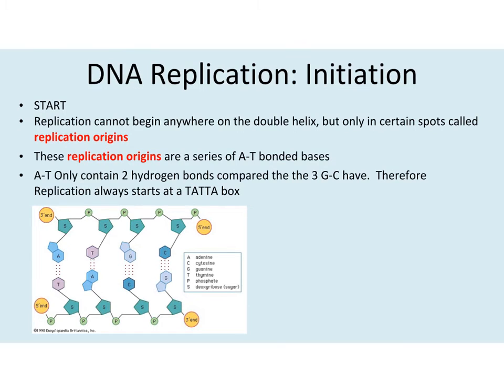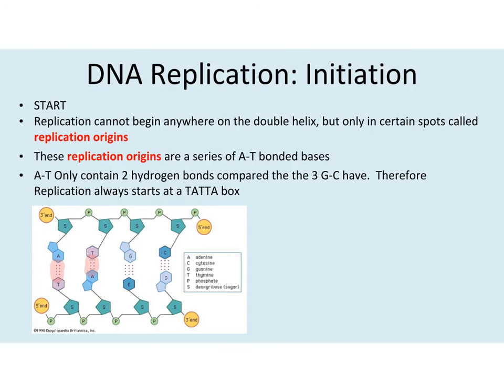So replication cannot begin anywhere on the double helix. You can't just start replicating the DNA anywhere, okay? But only in certain spots, which we call replication origins. Now, what these replication origins are, there's basically just a whole bunch of AT bonds, okay? When you look at the AT bonds, the ones that I'm highlighting down here, there's only 2 connections compared to a GC connection where there's 3. So it's a lot easier to break open the DNA when there's only 2 connections.